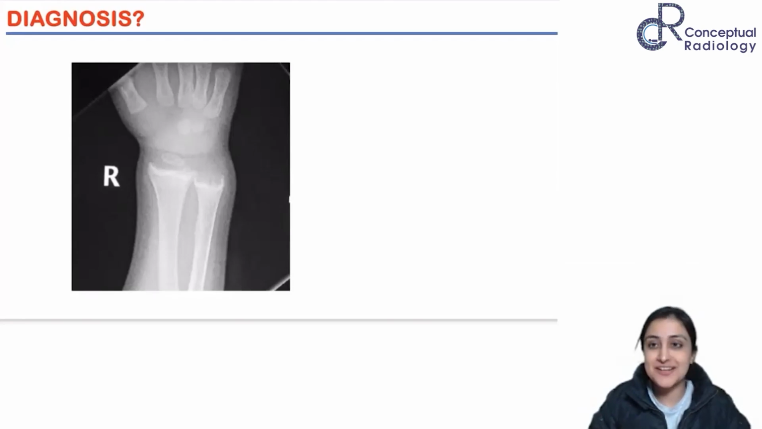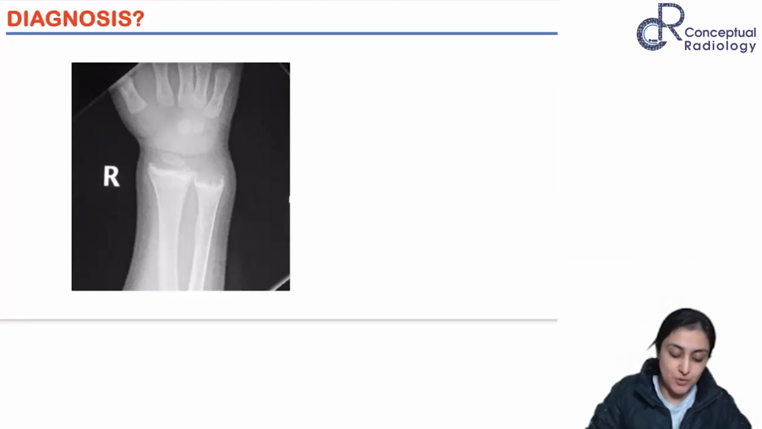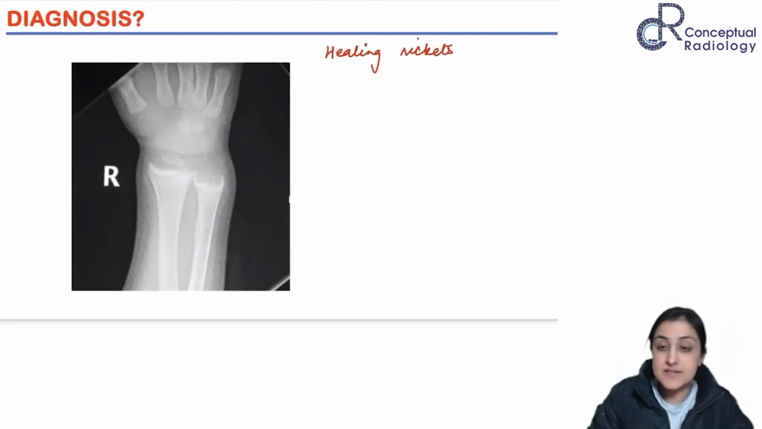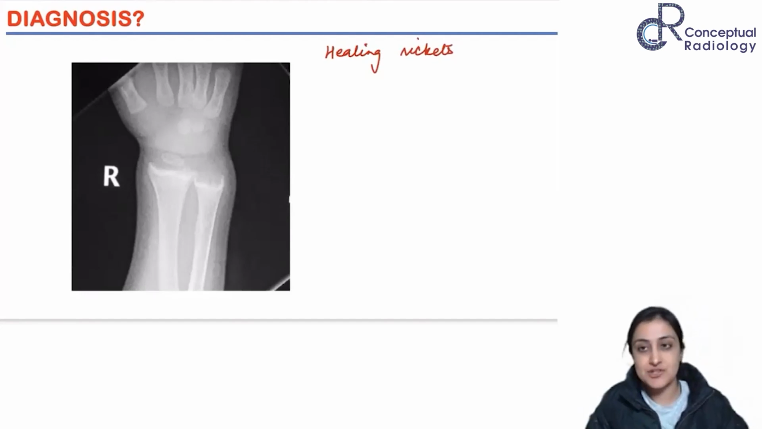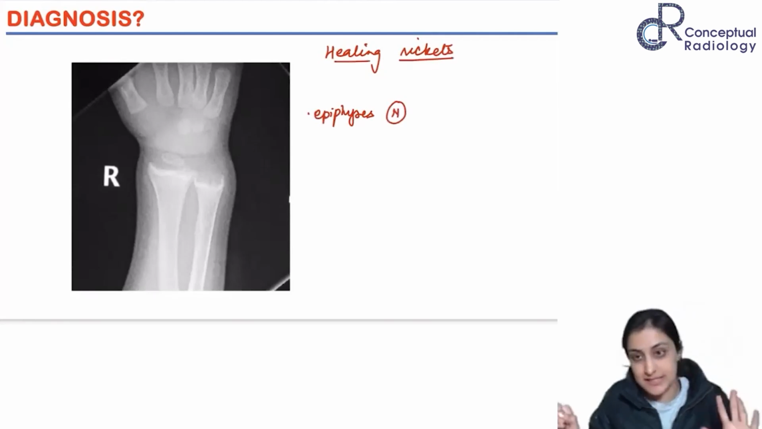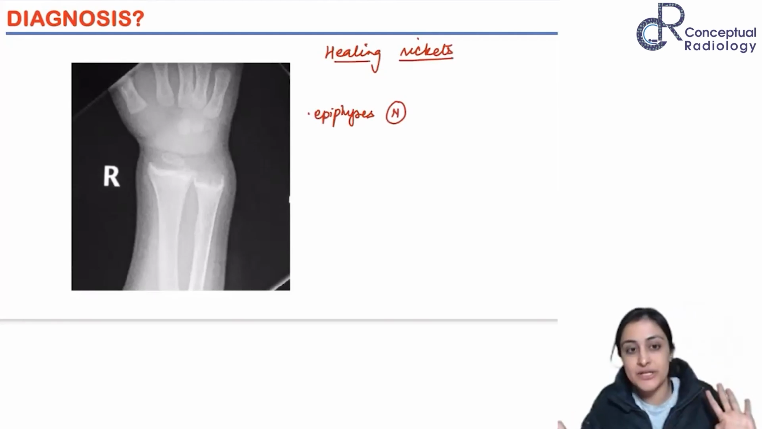Why is it not scurvy now? So this is what you need to understand, that again, I will reiterate the difference between rickets and scurvy, or more importantly, healing rickets and scurvy. So in rickets, what was the problem? Calcium was the problem, right? So first of all, what will happen to the epiphysis? So my first point is epiphysis will always be normal, whether it is rickets or it is healing rickets. Okay, so this first point we have seen.